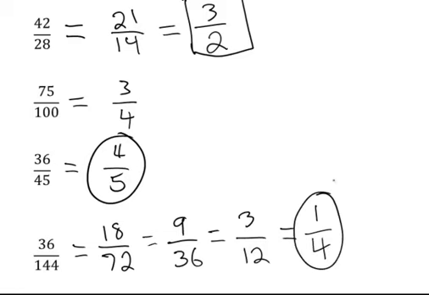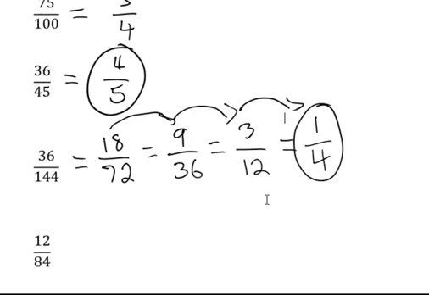And there's my answer. Now, if you wanted to, you could have divided them both by 36. 36 goes into 36 once. 36 goes into 144 4 times. But what I want to point out is you don't have to do it in one stage. You can just keep going until you get it done.